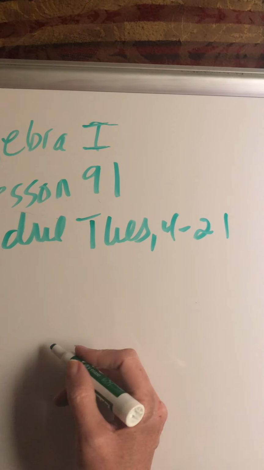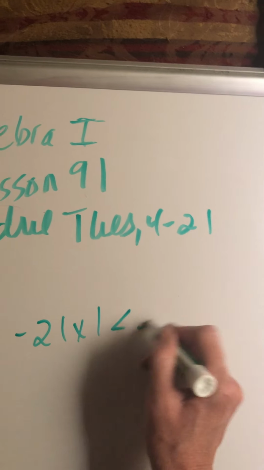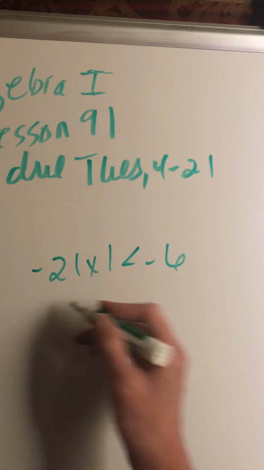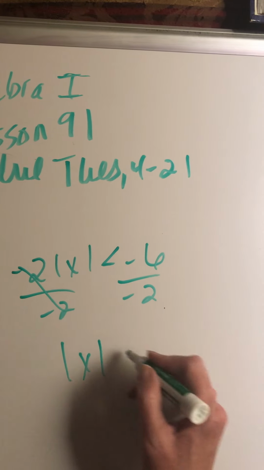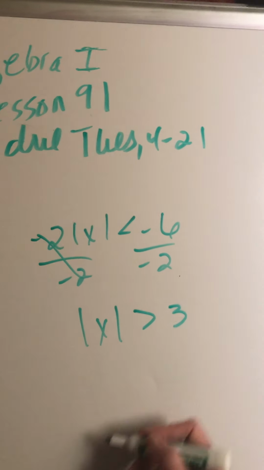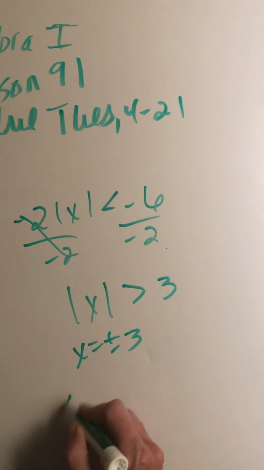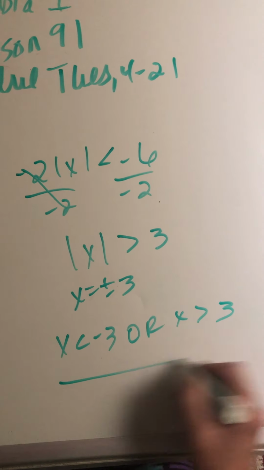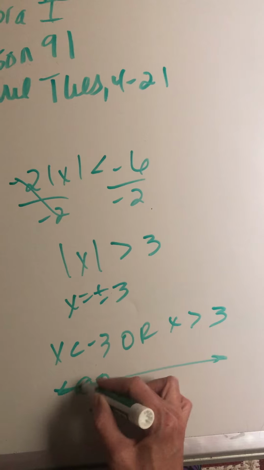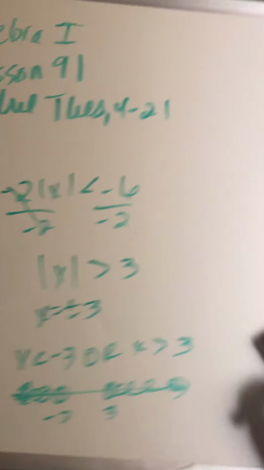Now let's look at some dividing where you'll have to divide. So let's see, negative 2 times the absolute value of x less than negative 6. So I've got to divide by negative 2 to isolate that absolute value. When I divide by a negative across an inequality, I flip the inequality. So this becomes a disjunction. So my two numbers are plus or minus 3. So x is less than negative 3 or x is greater than 3. And then I've got negative 3 open circle shading to the left, positive 3 open circle shading to the right. That's a disjunction. That's a dividing one.